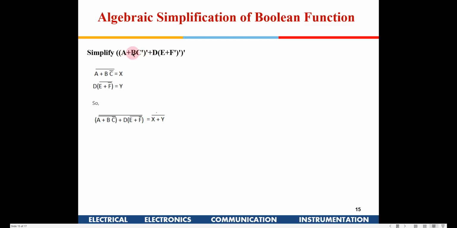So I have A plus BC bar, again the whole bar out here, and DE plus F bar, and again over the total expression you have one more bar. If I take what is inside, including this bar, because there is an outer bar here, as X, and take this whole expression till here as Y, we can consider De Morgan's theorem.